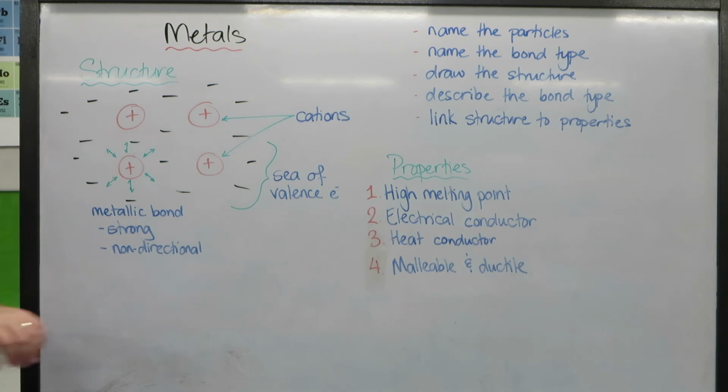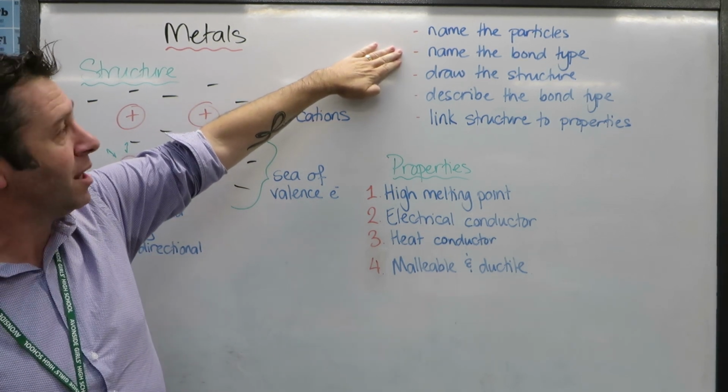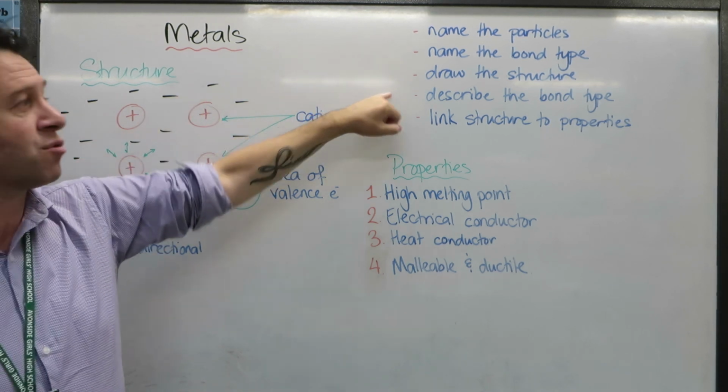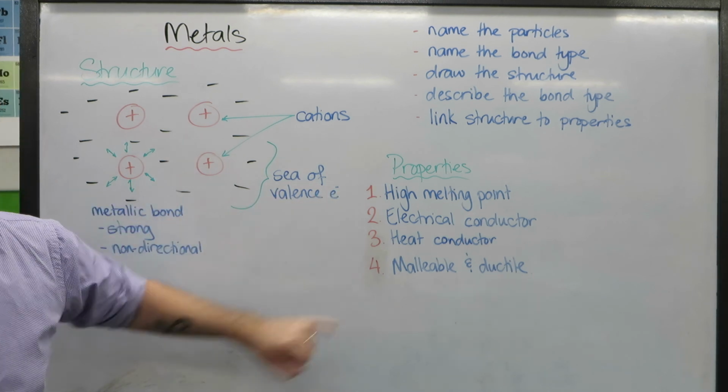The last thing that we're going to be doing, so this is our particles, our bond type is our metallic bond. Drawing the structure, we need to be able to draw this, and our last thing is to describe it, and that is saying that it is strong and non-directional. And that is what our metals are. We're in the next video going to link it to these 4 properties.